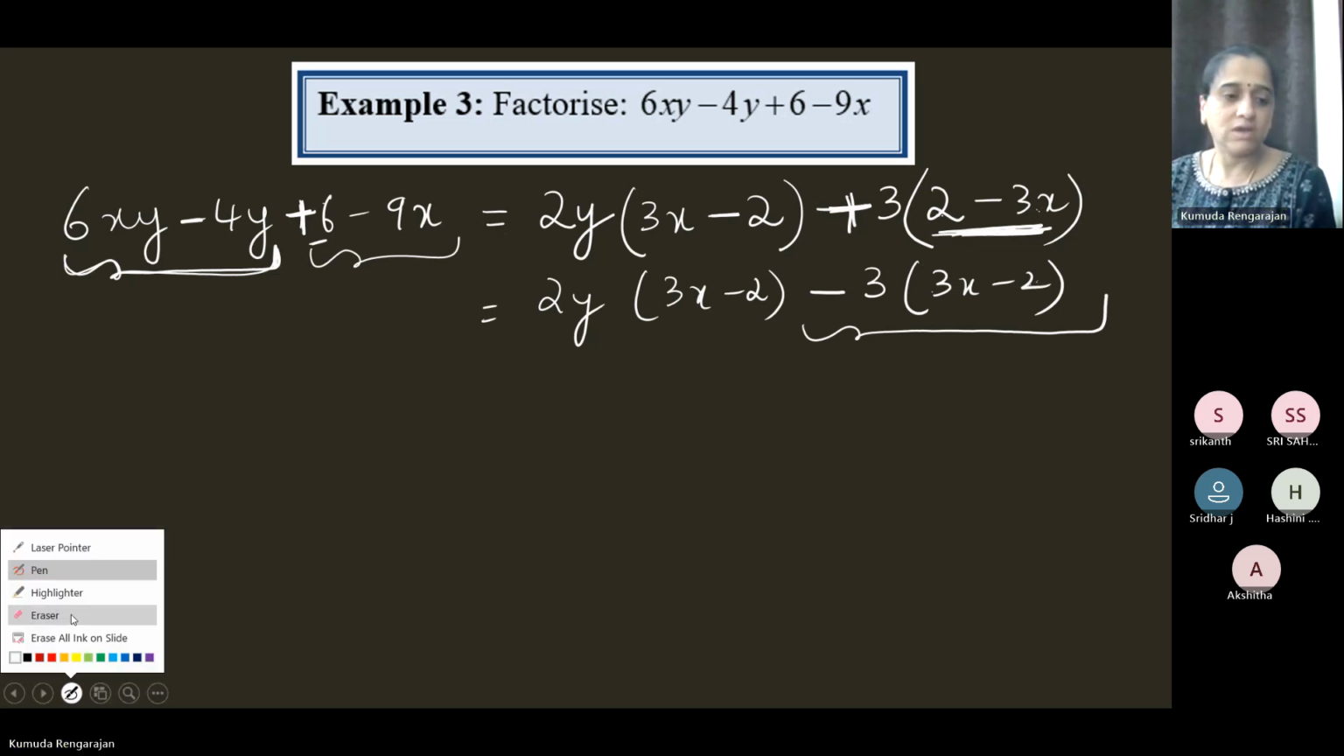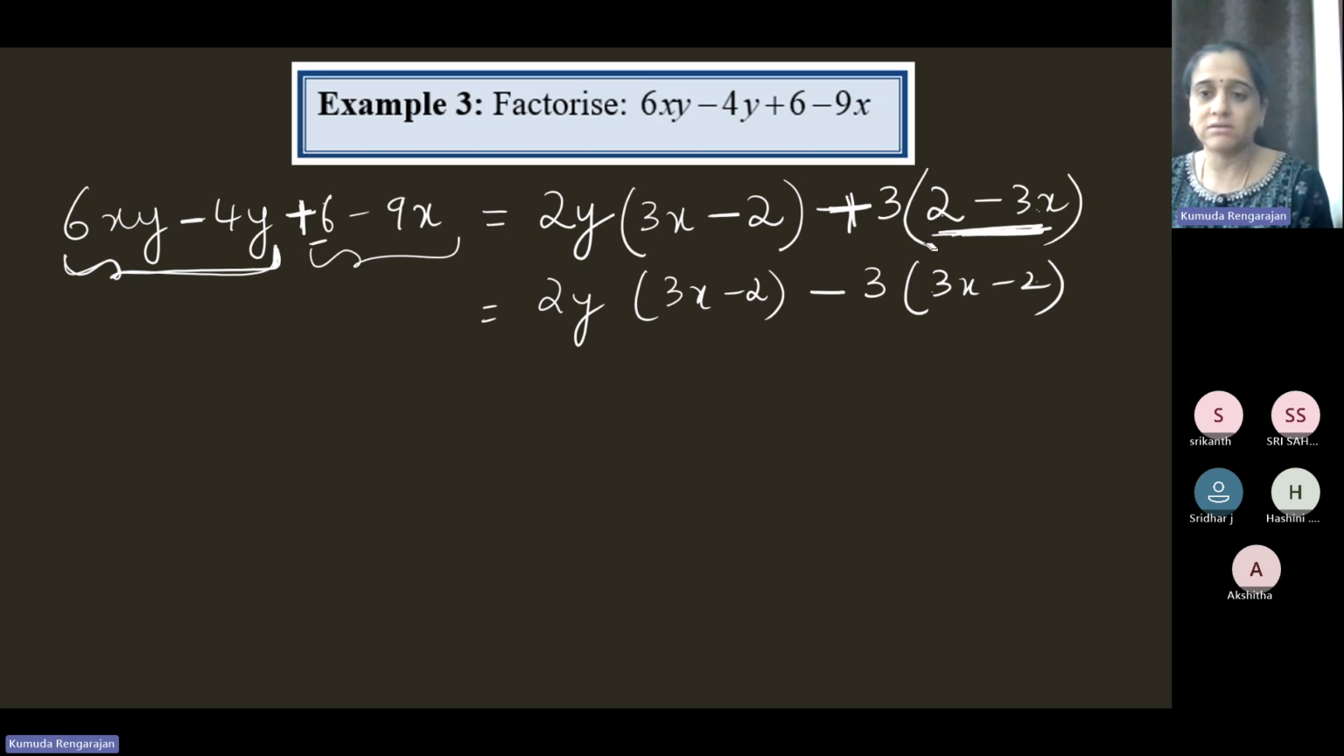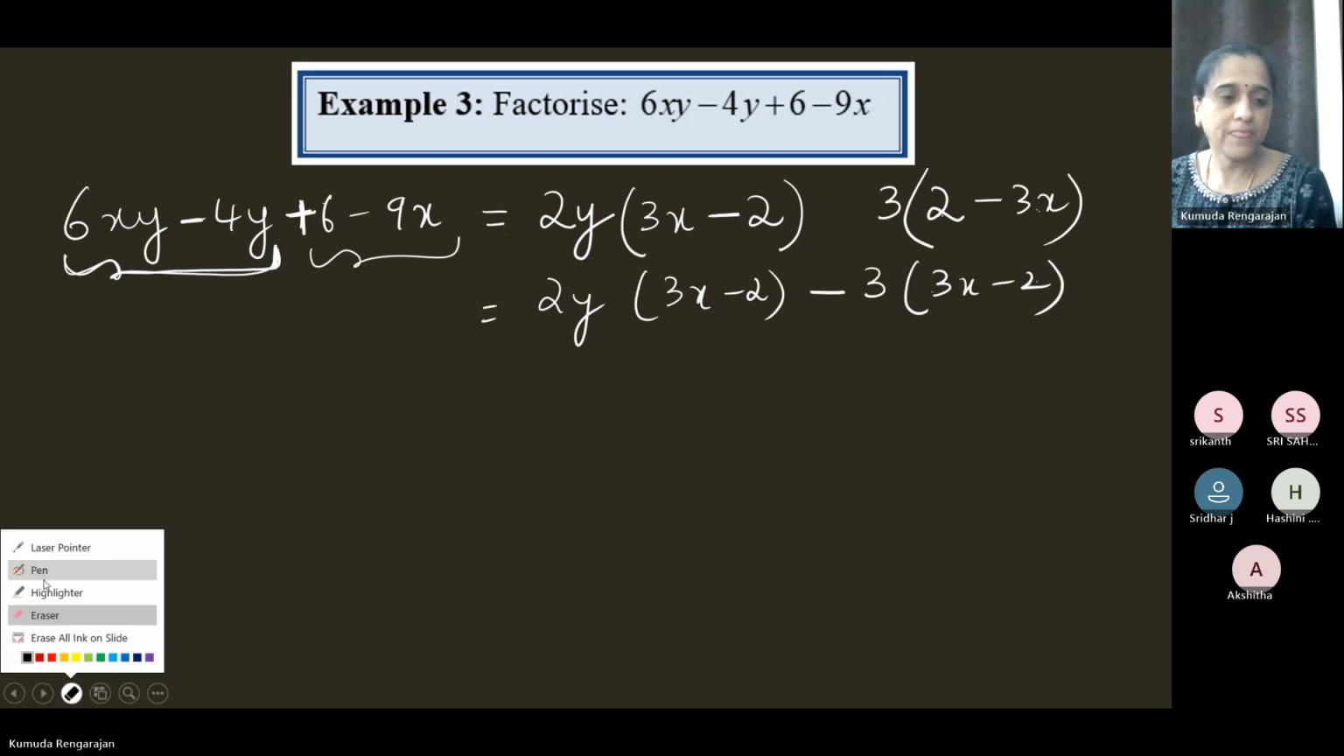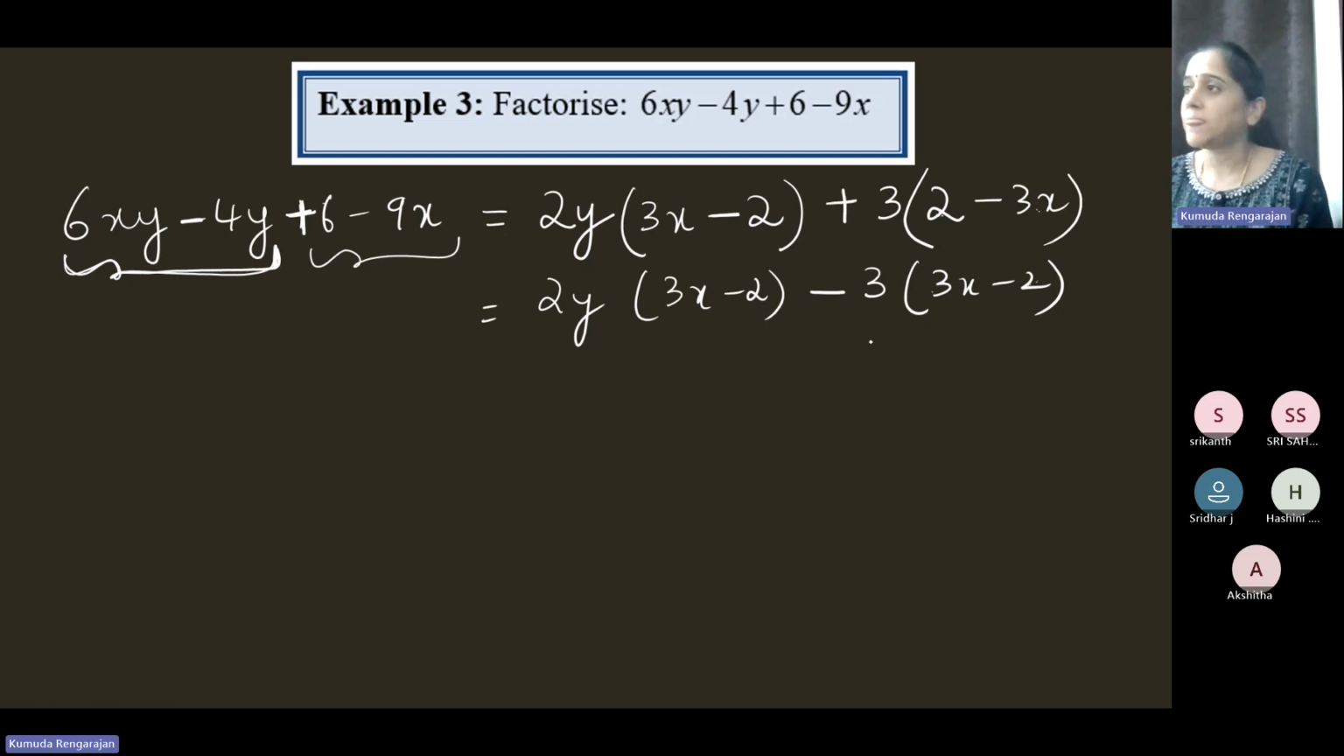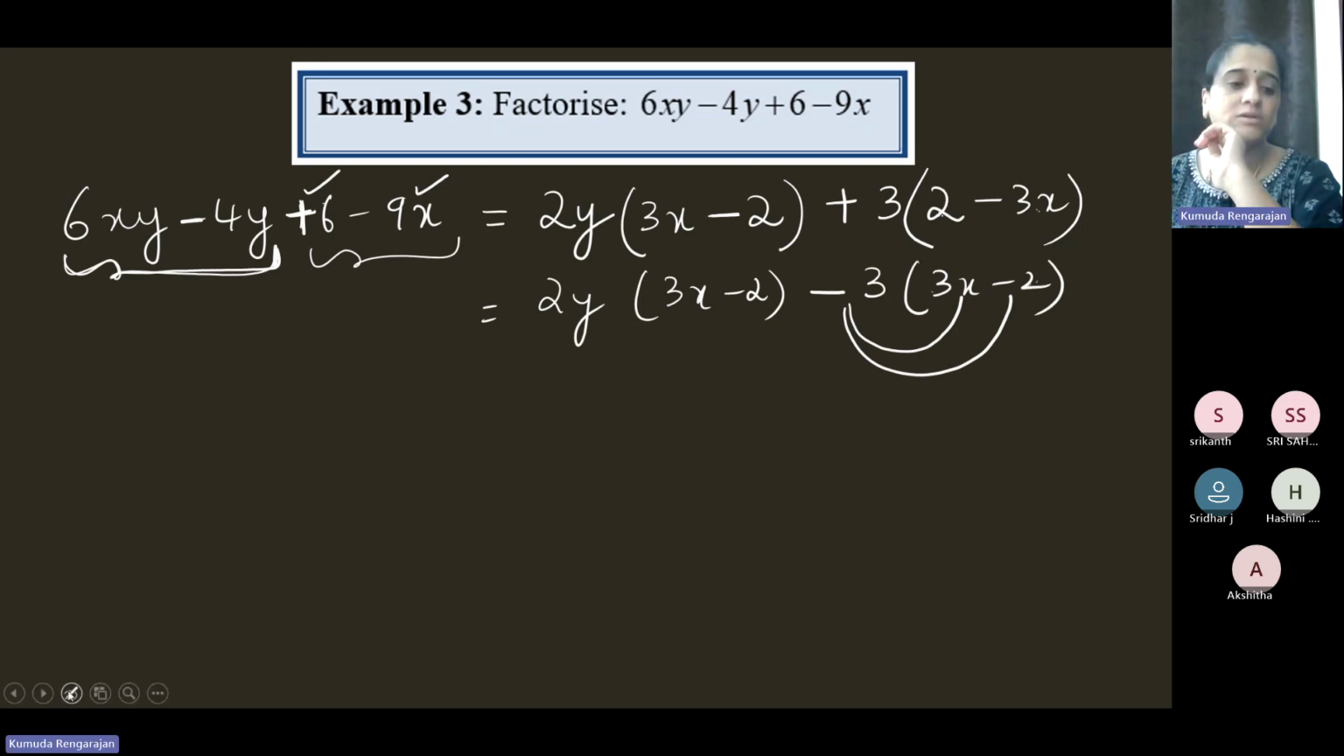Now, have we changed the product? Let's check. We'll multiply and check if we still have the same product. Minus 3 into 3x, minus 9x. Minus 3 into minus 2, minus into minus plus, 3 2s are 6. Plus 6. So with these changes, we still get the same terms. That's what you have to do.